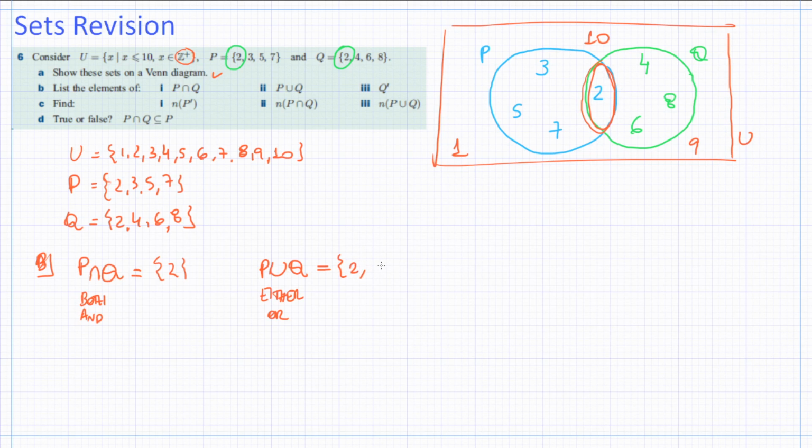So 2, what else? 3, 4, 5, 6, 7, and 8. And that's it. It's basically all of the numbers except 1, 9, and 10, which are here in our universal set. Alright, what about Q prime? Now Q prime is our complement of Q. So it's basically everything which is outside of Q but inside of our universal set. So what do we have outside of Q here? 1, 3, 5, 7, 9, 10.